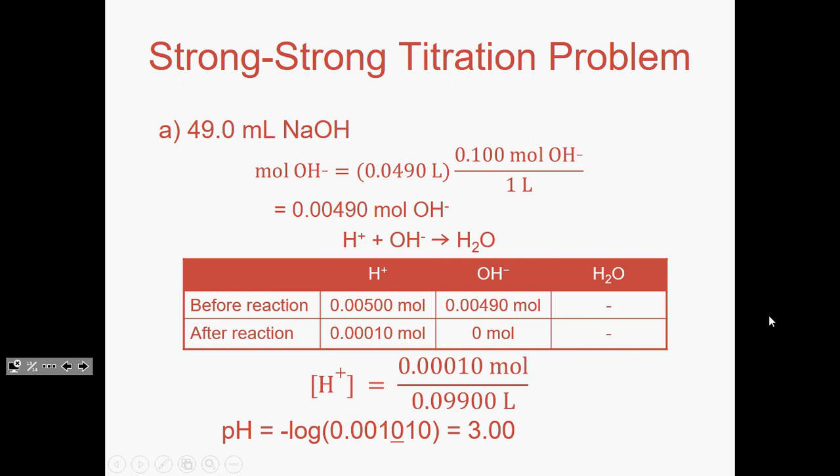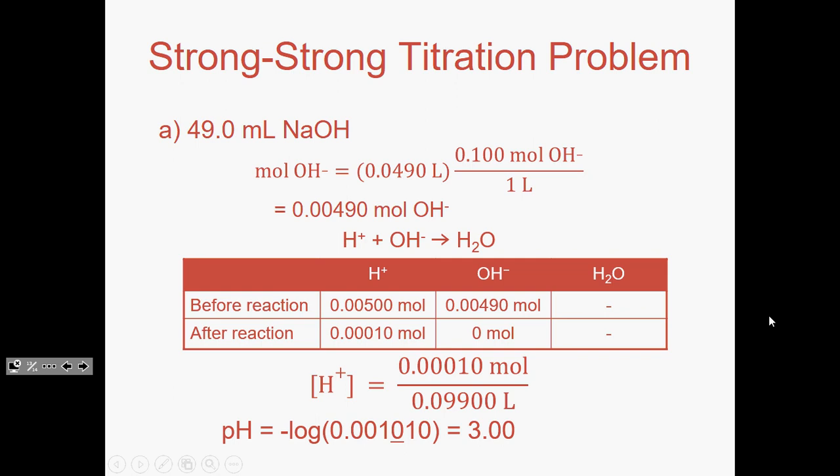Now in this case, we added 50 milliliters and 49 milliliters, so we have a total of 99 milliliters, which is 0.099 liters. So if we take our mole amount, which we just calculated of H plus, and divide by that total volume in liters, then we calculate the H plus concentration. Take the negative log of that, and we've got the pH. So you can see here to 2 sig figs, we are starting out at 3.00 as our pH value. So that is our initial pH in this case.